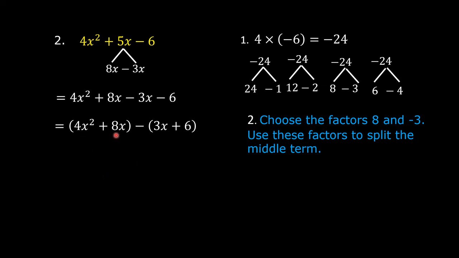There is a common factor here. The common factor is the 4x. Factor it out. There is a common factor here. The common factor is 3. Factor it out. This is now equal to 4x times the quantity x plus 2 minus the 3 times the quantity x plus 2. There is a common factor. It is x plus 2. Factor out x plus 2.